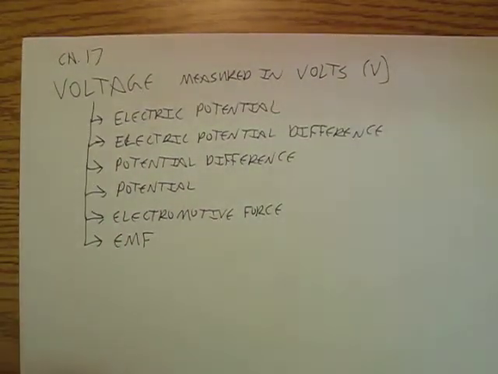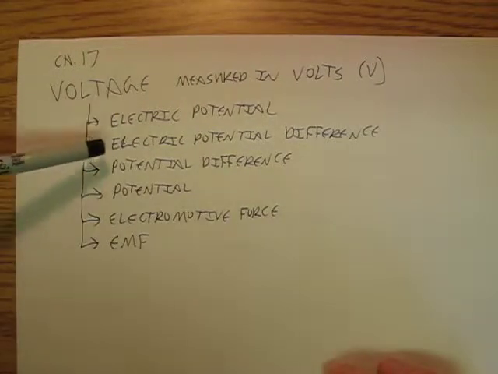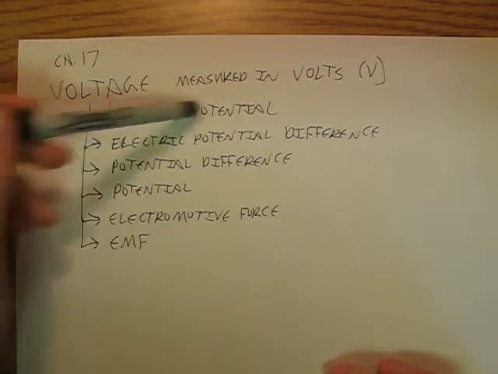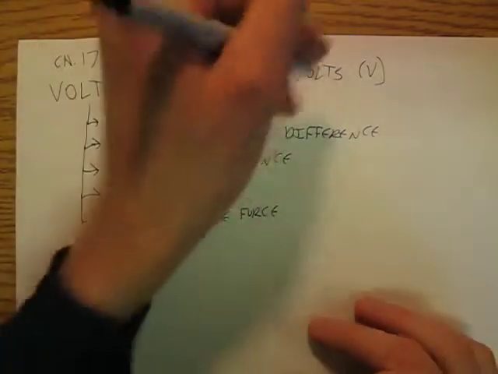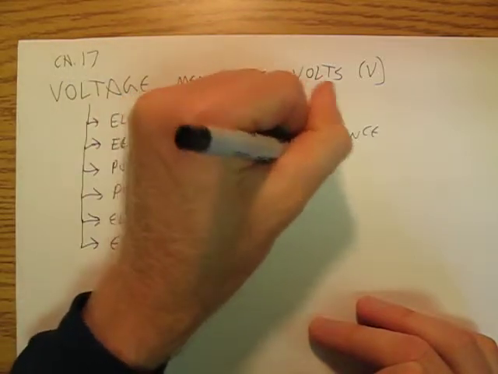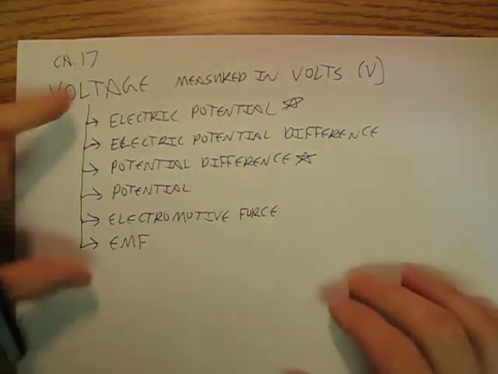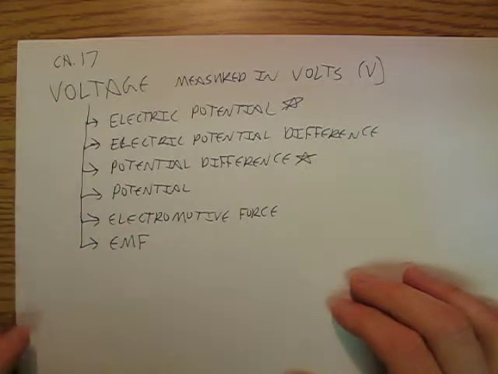So voltage is going to have a lot of synonyms. Electric potential difference, potential, electromotive force, or just EMF. So there's a lot of things there, and the book is going to use electric potential and electric potential difference a lot. They're going to use potential difference a lot. But it's got a lot of names, and it's basically just voltage.